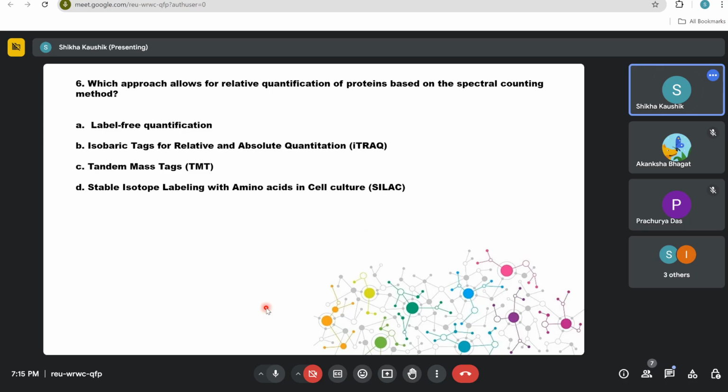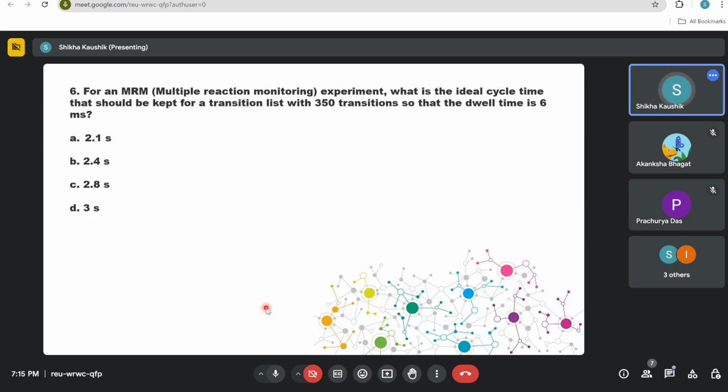Yeah. So the answer here is going to be A, that is label free quantification. So for relative quantification of protein, you have to do label free quantification. This was the previous question.